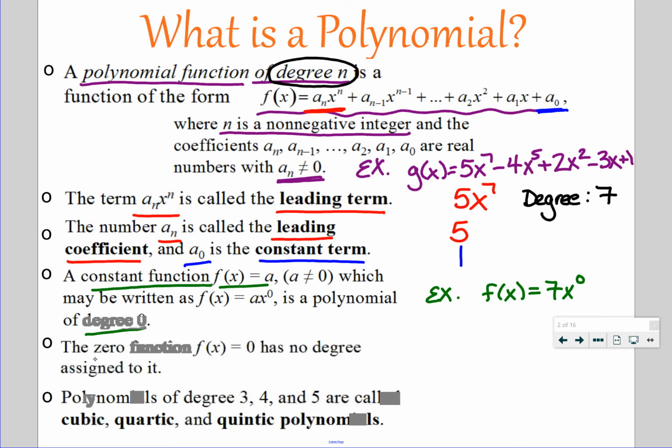There's also a special case called the 0 function. The 0 function is just y equals 0. That's the only one that we say has no degree assigned to it.